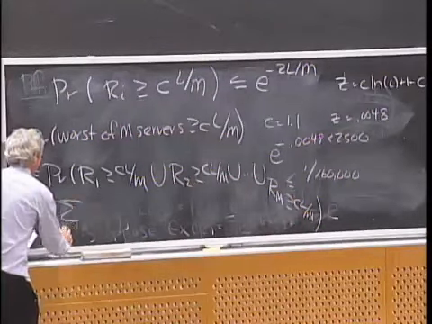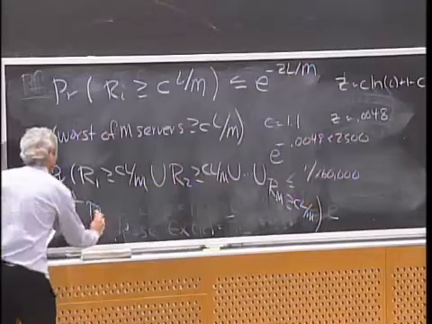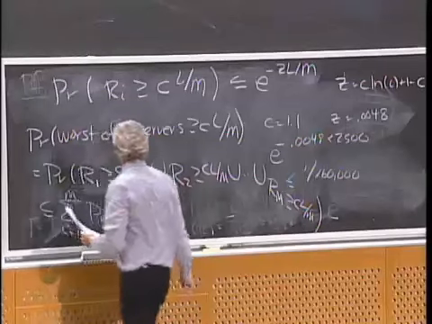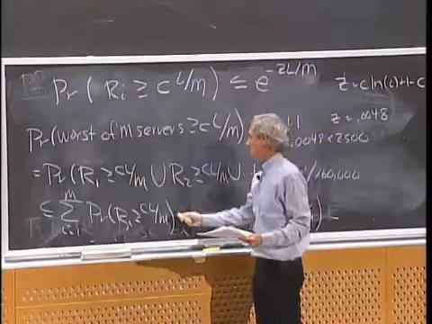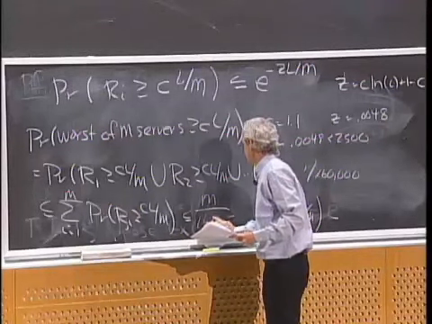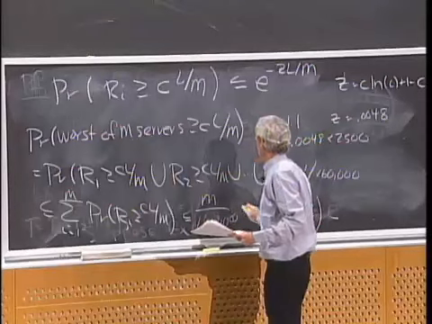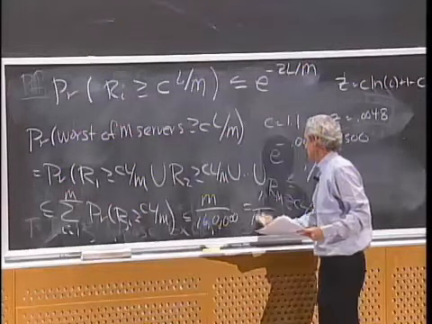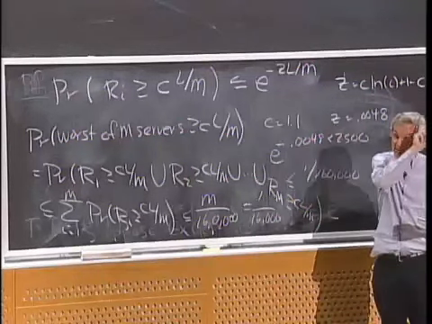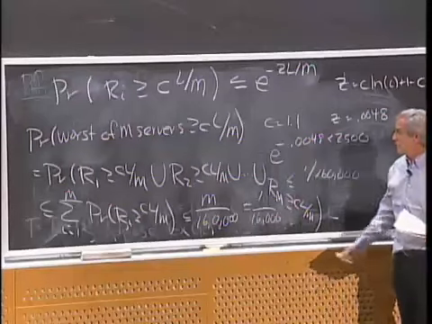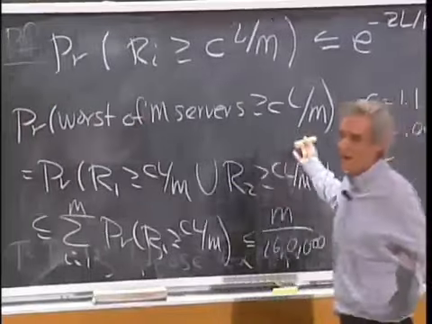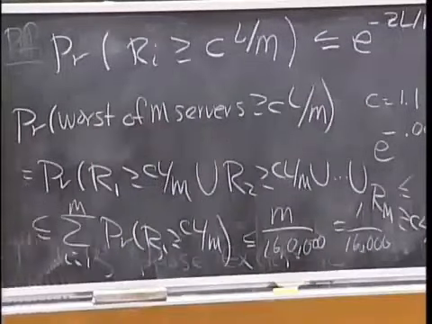It's the sum i equals 1 to m, probability Ri greater than or equal to CL over m. And so each of these is at most 1 in 160,000. This is at most m over 160,000, and that is equal to 1 in 16,000. All right, so now we have the answer. The chance that any server got 10% load or more is 1 in 16,000 at most. Okay, which is why randomized load balancing is used a lot in practice.